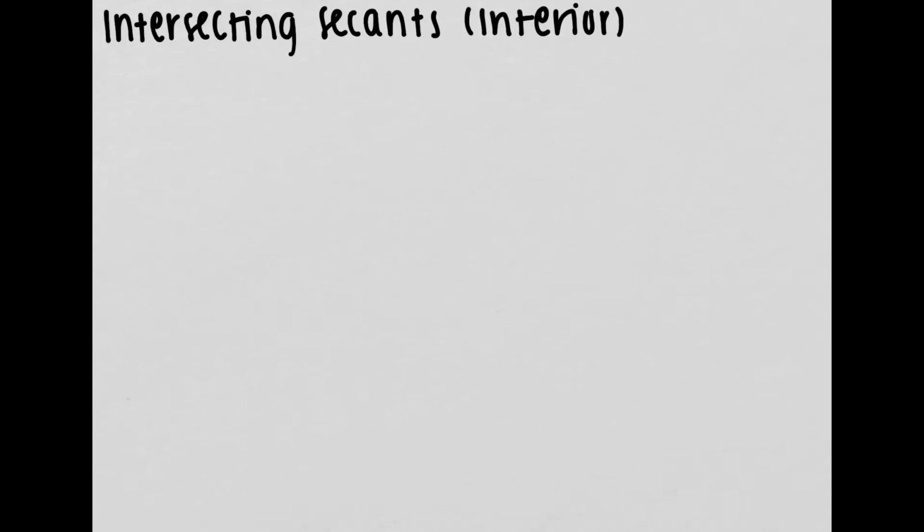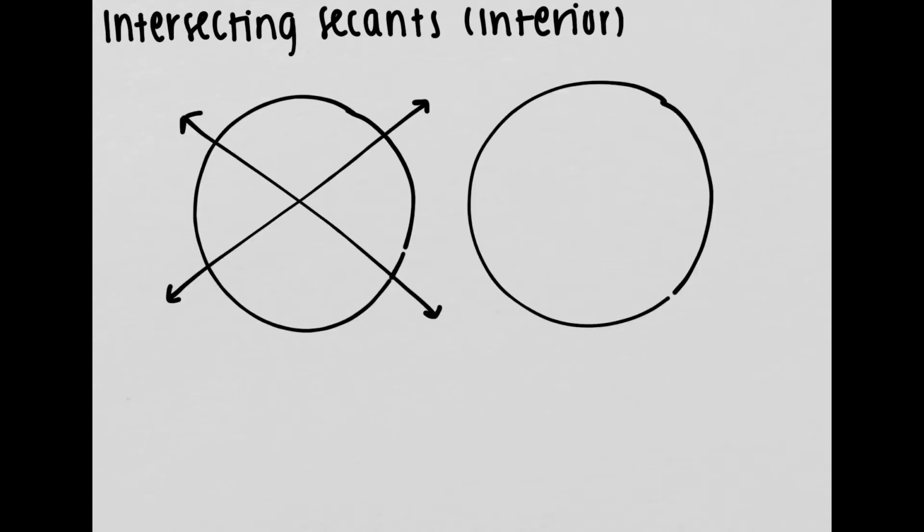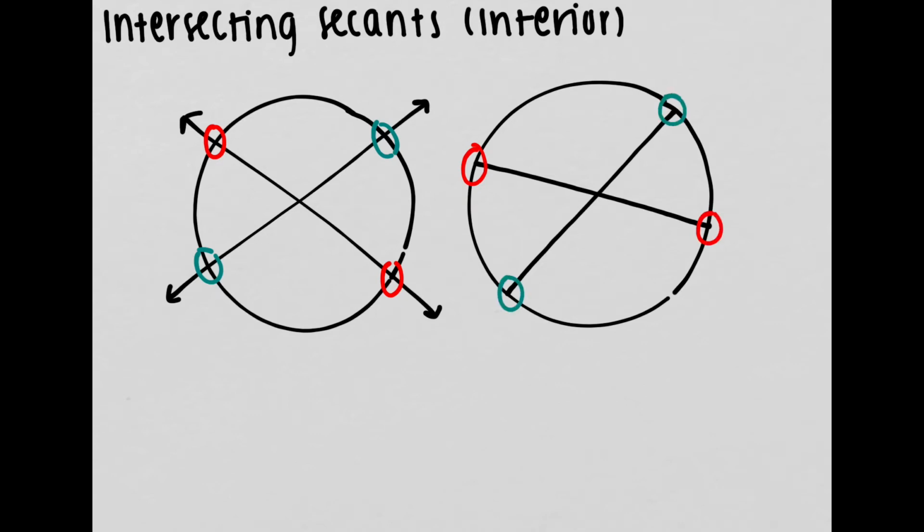Alright, so today's topic is intersecting secants interior, and there are two ways you're going to be able to see that. The first way is with two lines, because remember, a secant is when a line or a chord intersects a circle twice. So that's shown here. The second way is just going to be with chords, so the lines don't actually extend all the way out, but they still do intersect those circles at those two points, so they're still secants.